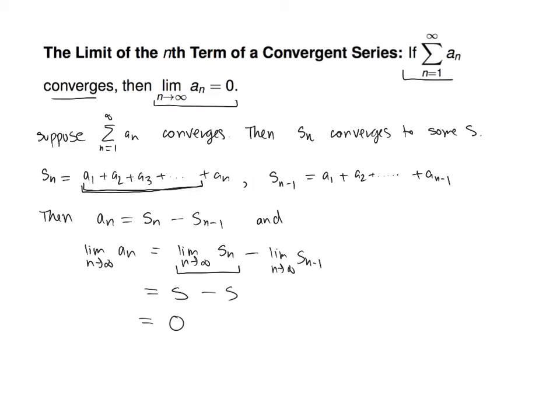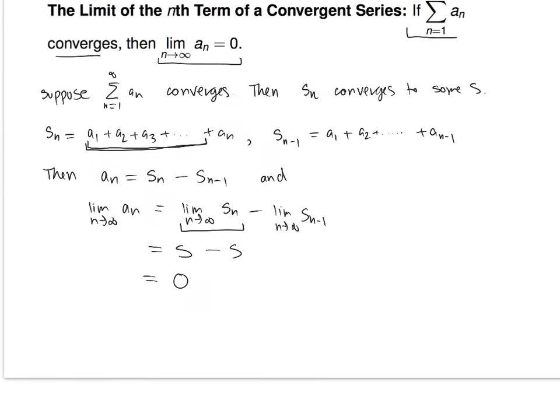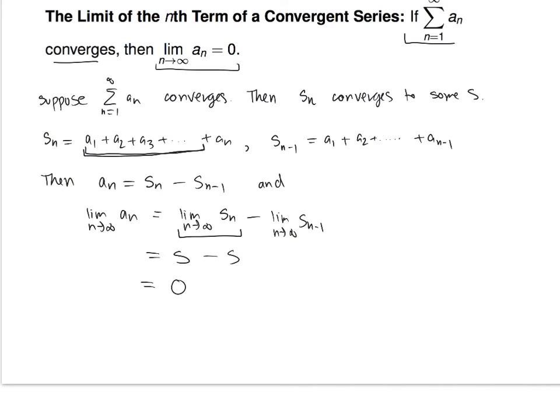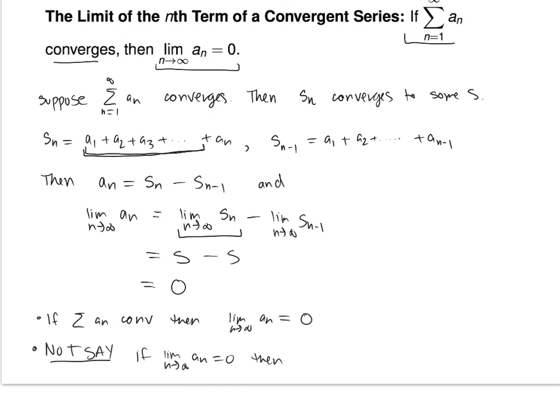I don't know how much experience you have with if-then statements, but this one says if the sum of a sub n converges, then the limit as n goes to infinity of a sub n is equal to 0. That's what it says, right? What it does not say, and everyone's going to try to say this at some point, is if the limit as n goes to infinity of a sub n is equal to 0, then your series converges.